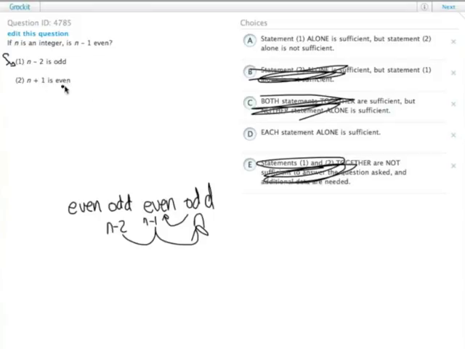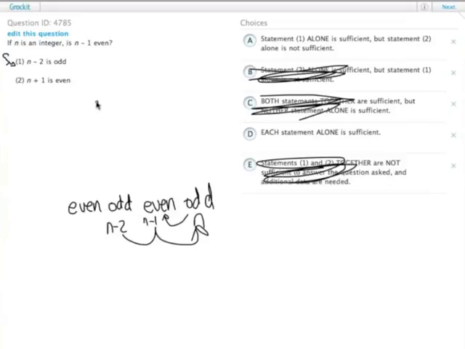Statement 2 tells us that n plus 1 is even. So n minus 2 is odd. Therefore, n minus 1 had to be even.